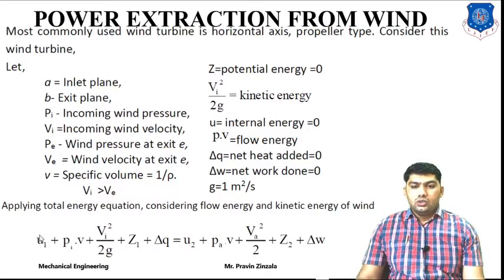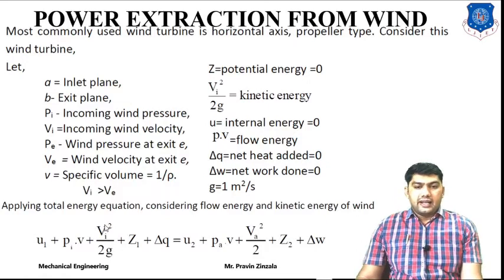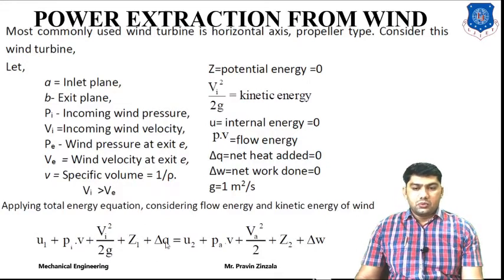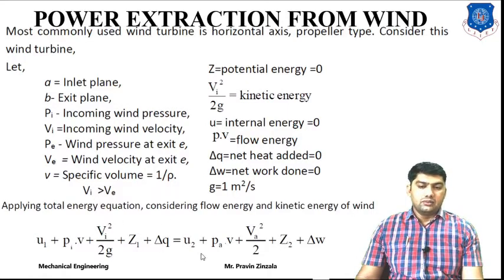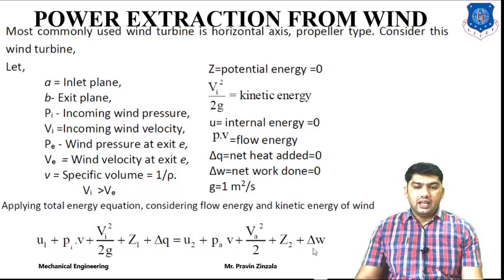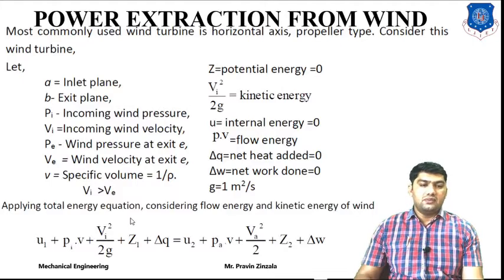Total energy means U1 is equal to internal energy at the incoming side, PV is equal to flow work at the incoming side, V square by 2G means kinetic energy at the incoming side, Z1 is equal to potential energy and delta Q is equal to net head added. So the energy at the incoming side is equal to that at the inlet plane. So the inlet plane we are considering PA. So is equal to U2 means internal energy, flow energy, kinetic energy, potential energy and net work done. So this is the energy balance equation between the inlet plane and incoming side.